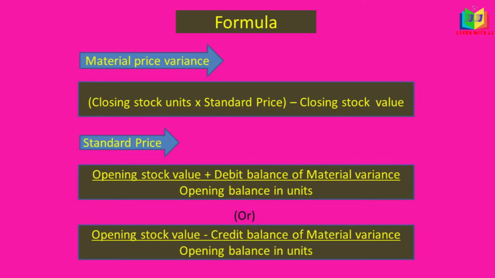And it should be divided by the opening balance in units. Normally this will be given in the problem itself. Using this formula we can find the standard price, or in some problems the standard price will be given. In that case we have to take the standard price straight away. If the standard price is not given in the problem, we have to apply this formula and find the standard price. In order to find the material price variance, and also for issues, we have to use the standard price.